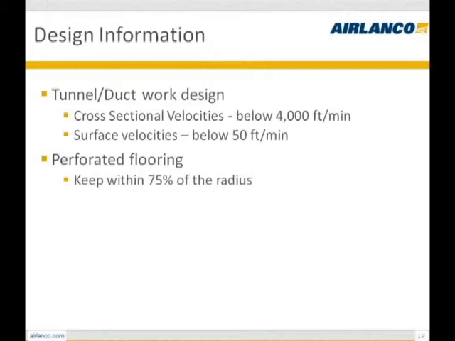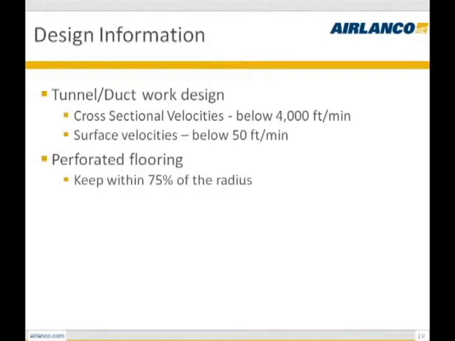On tunnel design, one thing I want to mention is cross-sectional velocity, the speed of the air going through the duct. People who design these understand you want to keep it below 4,000 feet per minute. Sometimes for low speed drains you want to keep it below 3,500. If it gets too fast, you're not going to get adequate ventilation, so you want to keep it below that.